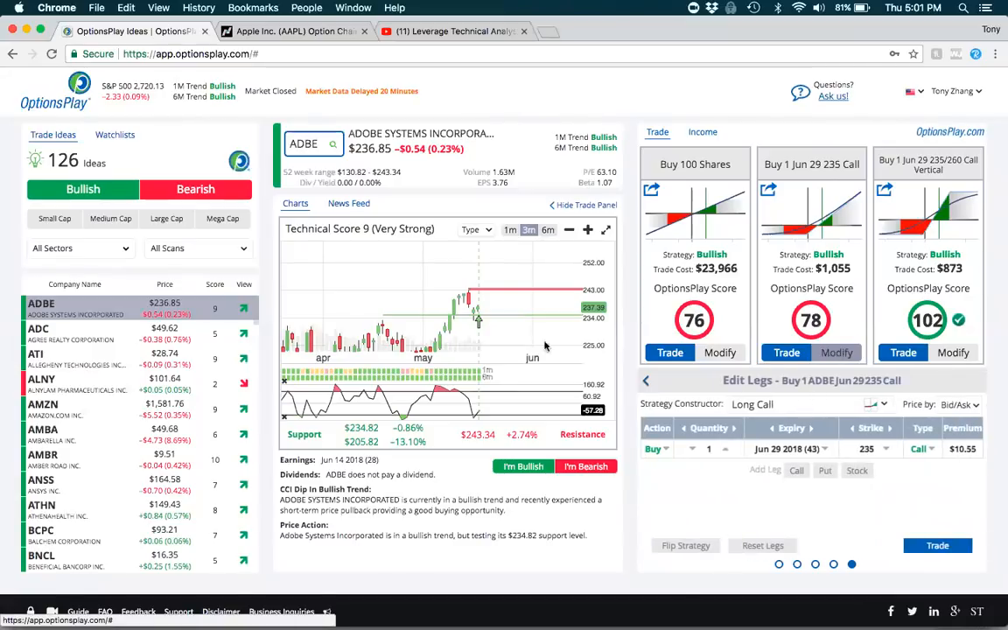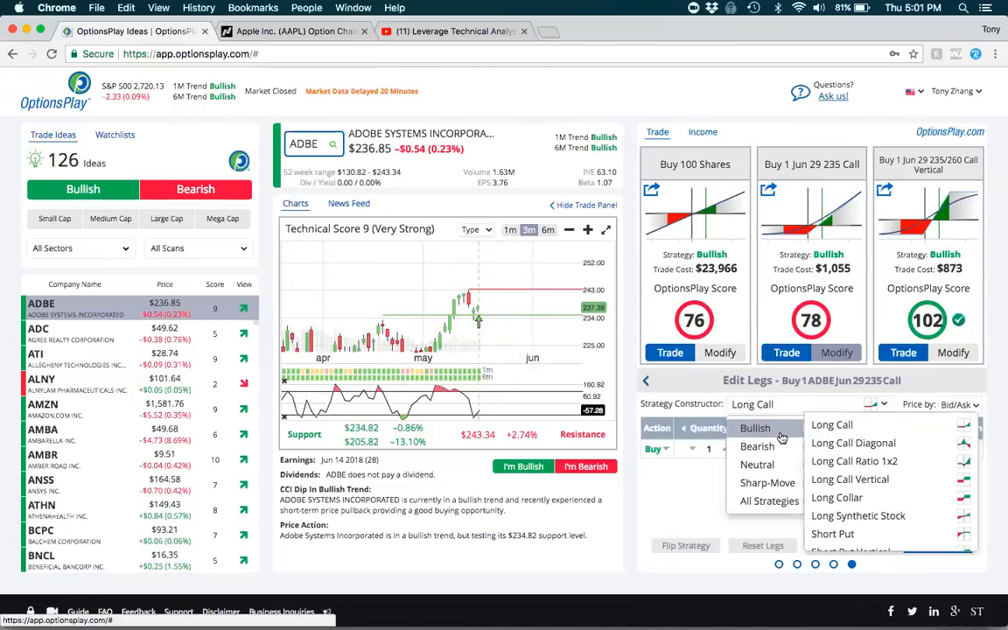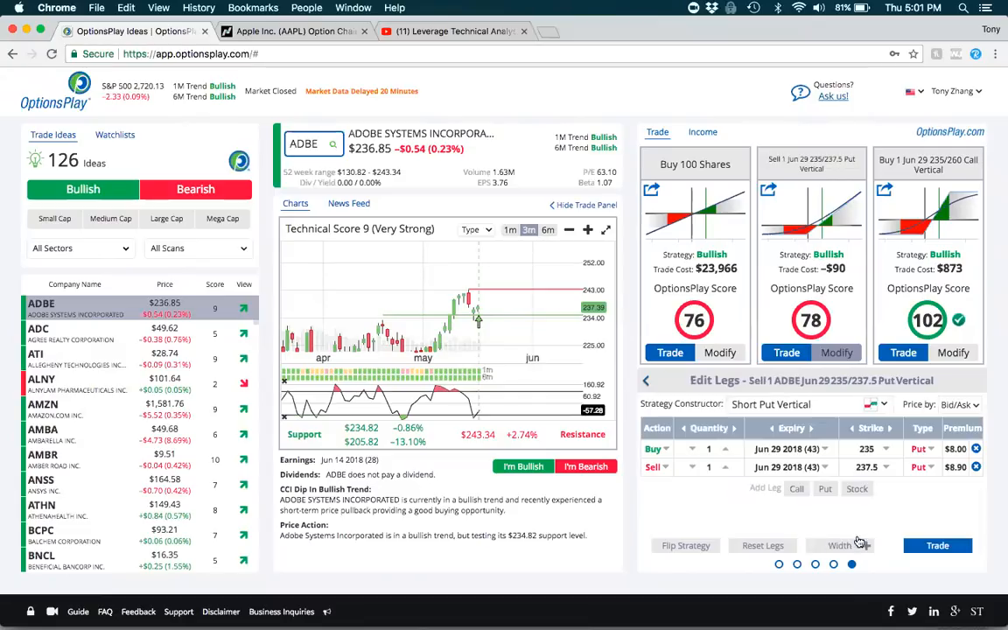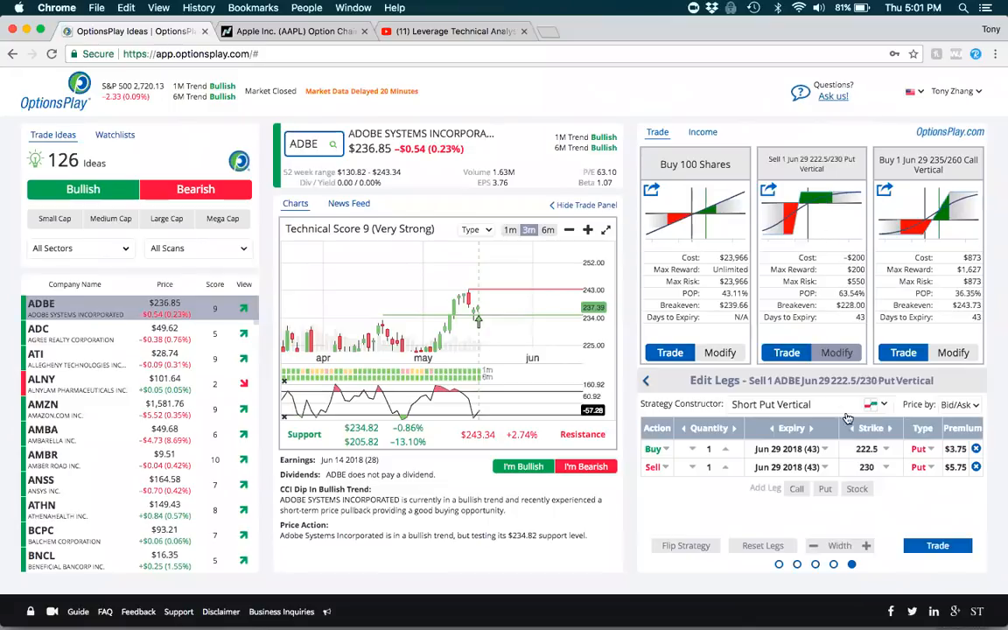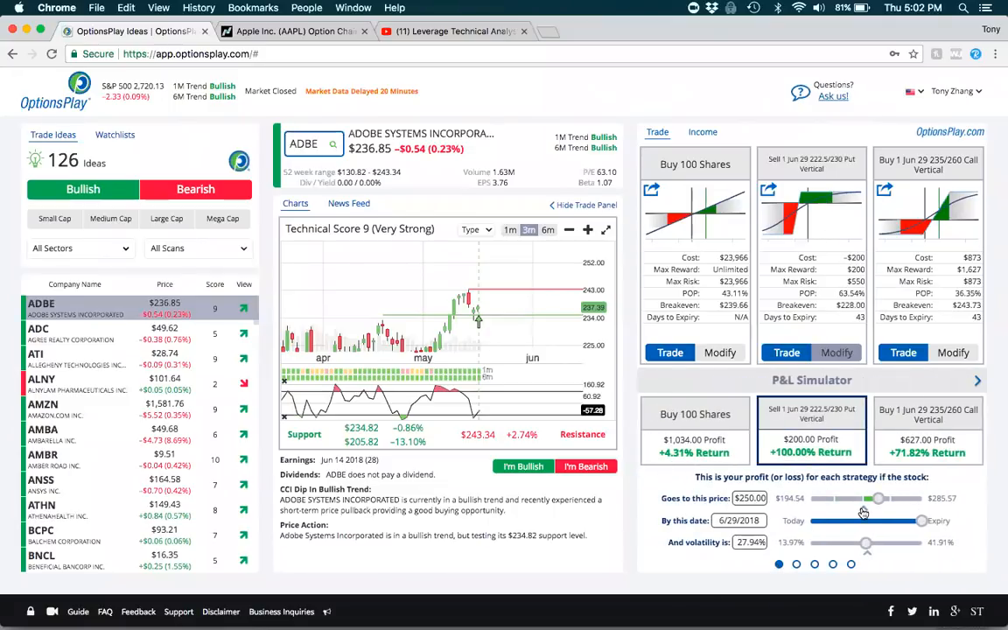Or you can trade a credit spread by saying that I don't think the stock's going to go below 235. I don't necessarily know that it's going to go up to 250, but I certainly feel fairly confident that it's not going to go below 235. So what you can do is you can sell a credit spread here. So a short put vertical. So you might want to sell some strikes that are slightly under the current price and collect some premium. So as long as the stock stays at the current price or higher, you're going to receive that credit for the trade. So that's the last example here that I have.